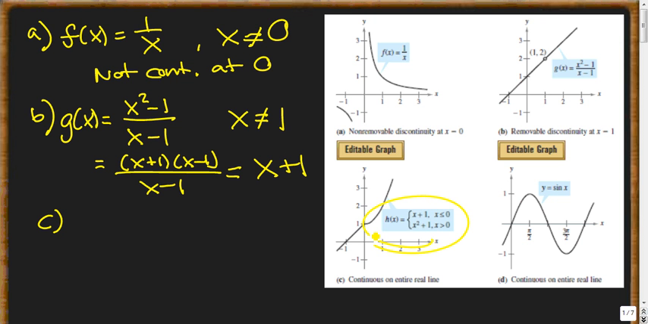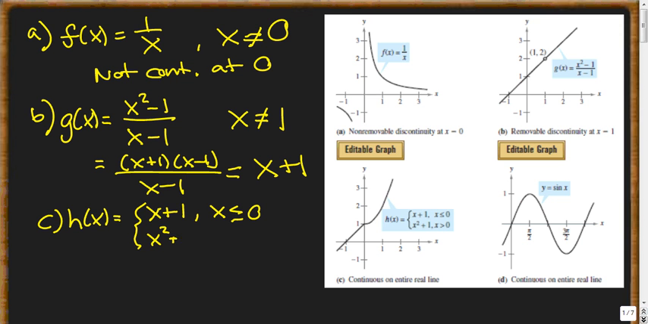C, we have this piecewise function, and it says that h of x equals x plus 1 when x is less than or equal to 0, and x squared plus 1 when x is greater than 0. For this, we're defined everywhere. We have points everywhere, so that's good. These two functions are both continuous. They don't have any discontinuities. It's that simple. You're not dividing by anything. You don't have any square roots or anything, so they're good everywhere.